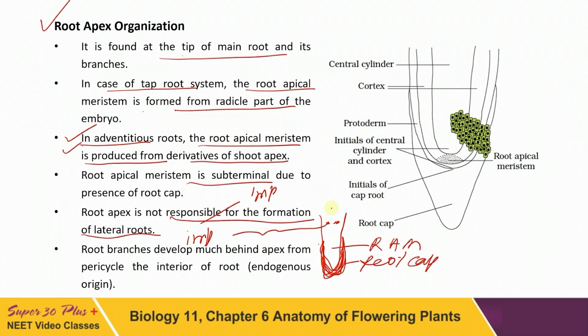This is the structure we have. This is the root cap NCERT diagram. These are the initials of the root cap. This is initial of the central cylinder. This one is protoderm. This is the cortex. We have to see it. This is the central cylinder one, and this is the root apical meristem. You have to see this one.